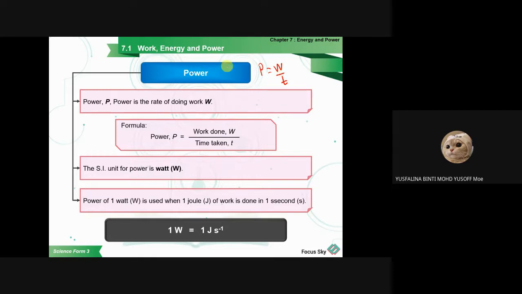So how do you get 1 joule per second? What is the SI unit for work? Joule. What is the unit for time? Second. So it's actually J s^-1, but if you want to simplify it, we can write watt. Based on the formula, work is joule and time is second, so 1 watt is equal to 1 joule per second, J s^-1.